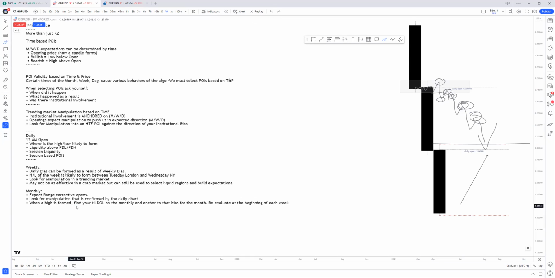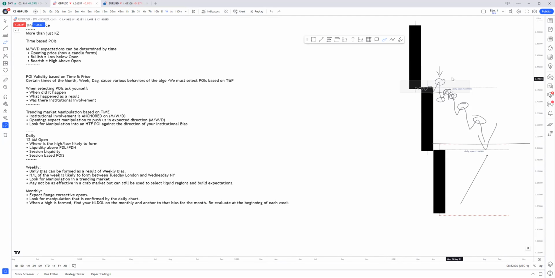When a high is formed, find your next likely draw on liquidity. So let's say that this is the high that's formed. We obviously don't know until later, but that's what trading is, right? We don't know anything for sure. Find your next likely draw on liquidity on the monthly chart and anchor to that bias for the month, okay? We can reevaluate at the beginning of each week to see if we're correct or wrong, or if we need to switch up on the bias.